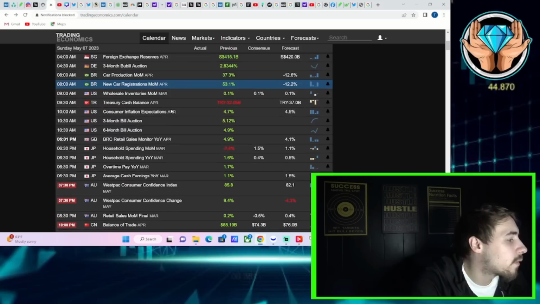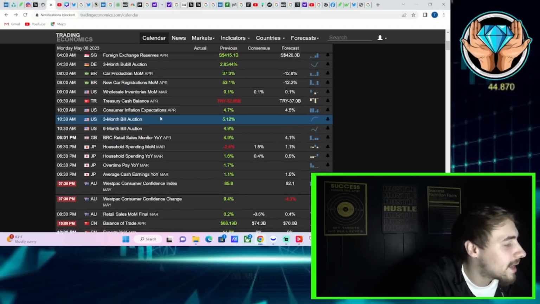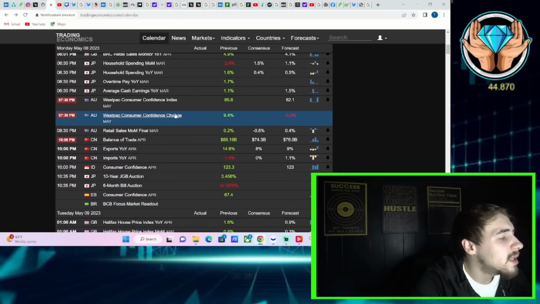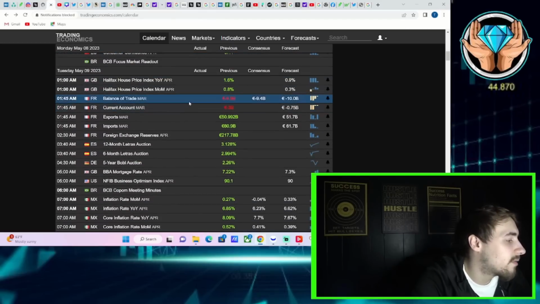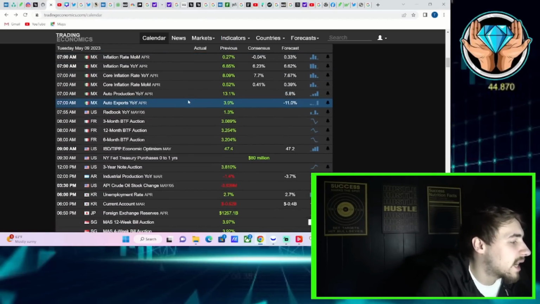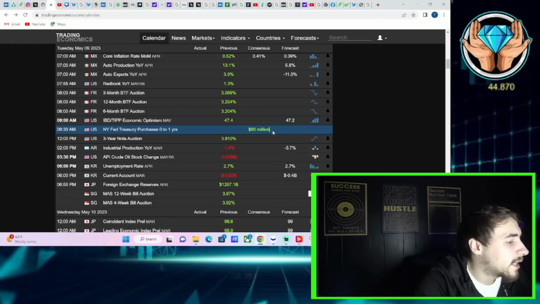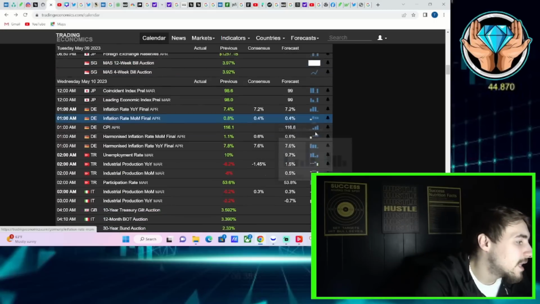As far as data for today, you did get some bond auctions coming through earlier in the trading day at about 11 o'clock a.m. Didn't really move things around all too much, kind of came in line with expectations. Tomorrow, you're going to get some more bond auctions and the New York Fed Treasury purchases 0 to 1 year. You're expecting about $80 million. So we'll see what that comes out at 10 or 10:30 in the morning tomorrow. Could move things, likely will not.